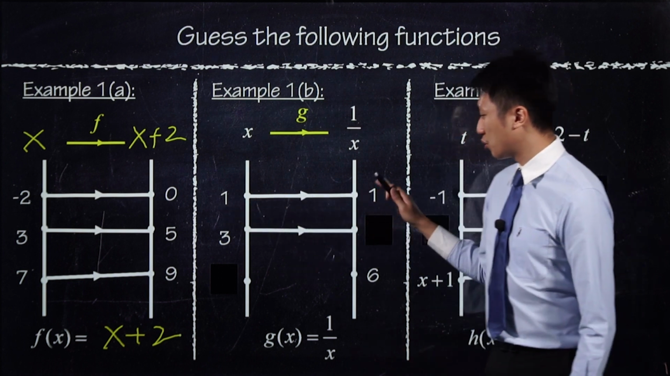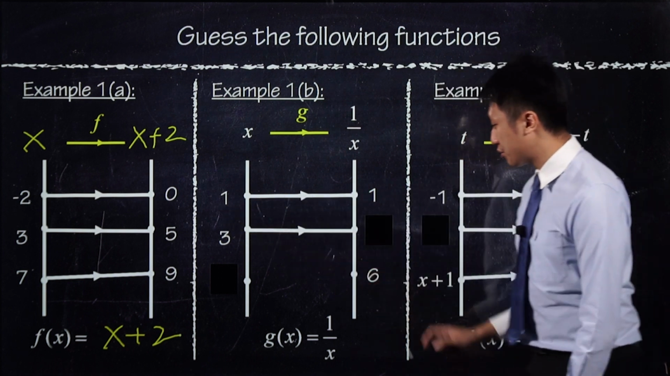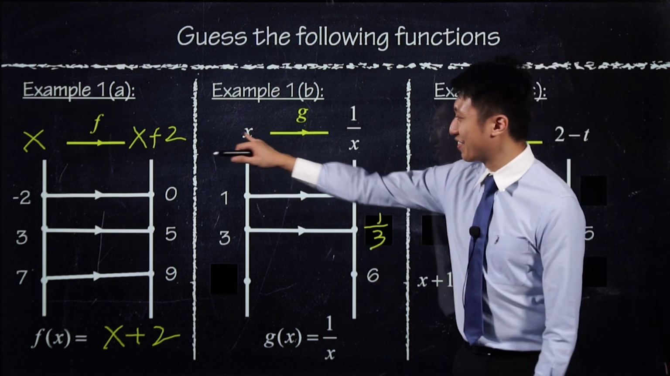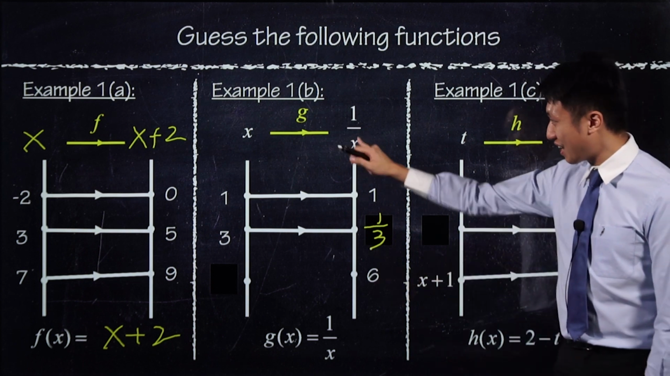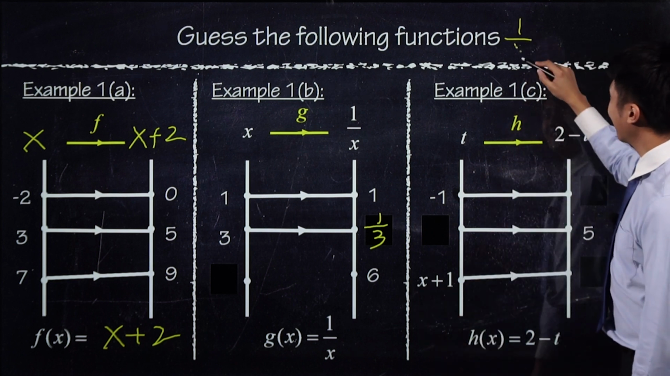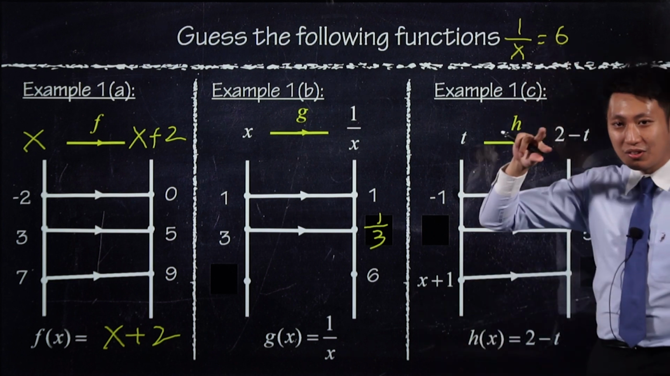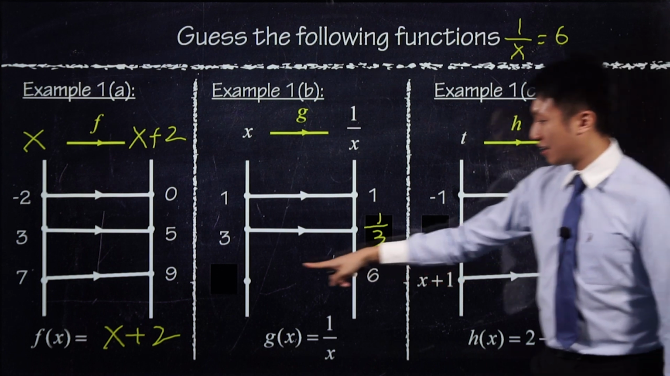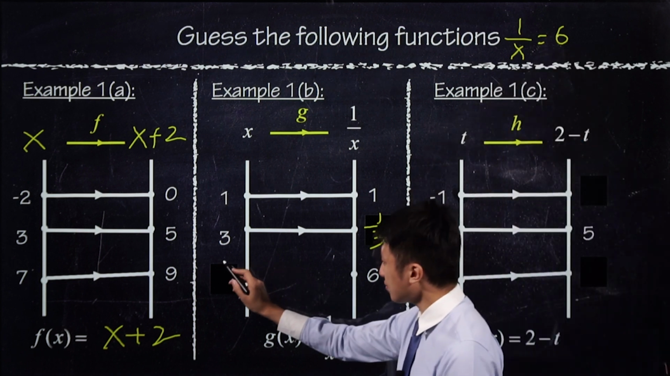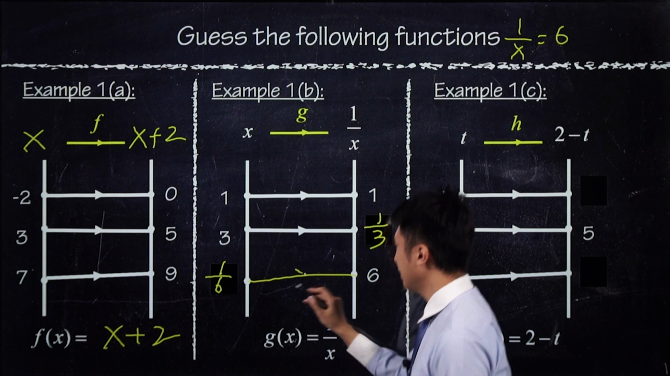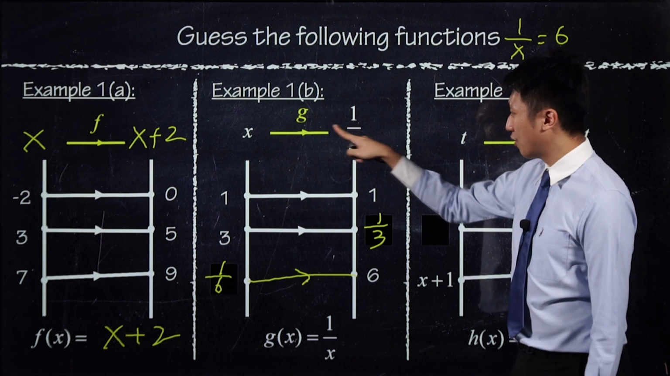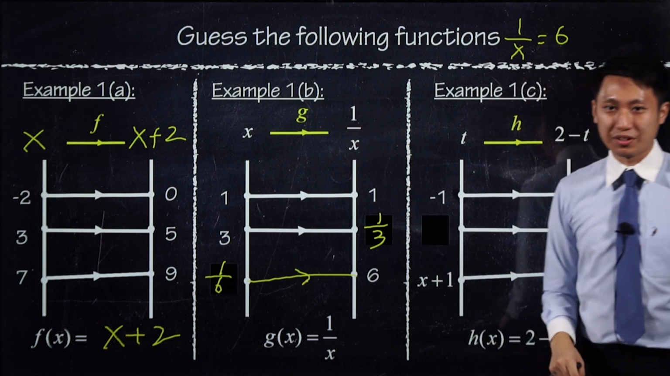Okay, so 1 maps to 1 over 1, which is still 1. 3 maps to 1 over 3. Okay, no problem, right? Just put 3, 1 over 3. Okay, how about when 1 over x is 6? So what is x? 1 over x is 6, so you invert it. So the object for 6 will be 1 over 6. 1 over 6 maps to here. I put this, you get this? You see, 1 over 6, if it's here, 6 will be thrown up there.